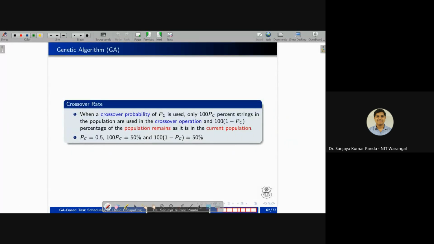For example, if a crossover probability PC is used, then only 100 PC percentage of strings in the population are used in the crossover operation, and 1 minus PC percentage of the population remains as it is. So if you are changing 50% of the population, the remaining 50% will stay as it is, which I told you about in generation gap: how many individuals you are replacing, and what is the total population.